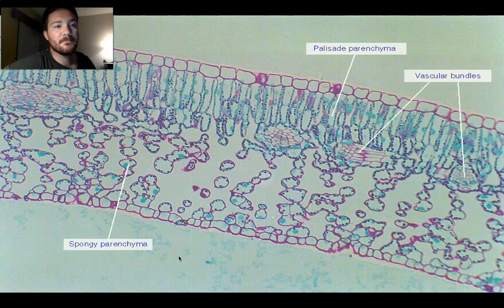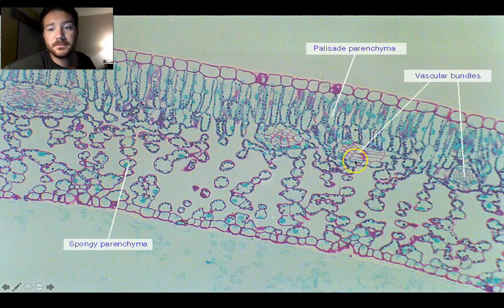And here is what that might look like underneath a microscope. And you can see actually pretty clear divisions of the cuticle, the epidermis, palisade mesophyll. They call it parenchyma. Some textbooks do. Both are correct. Spongy mesophyll or spongy parenchyma.